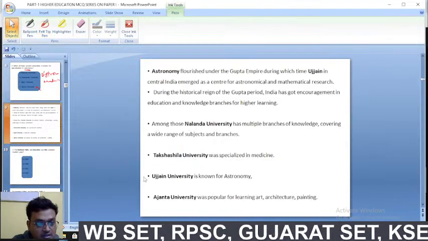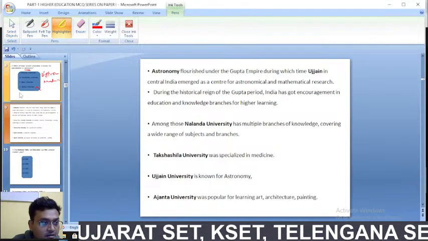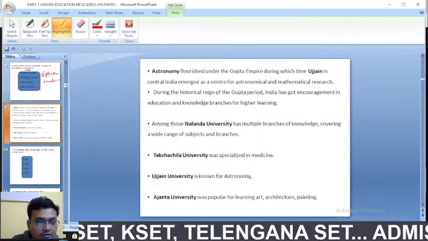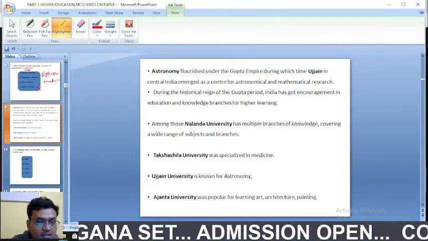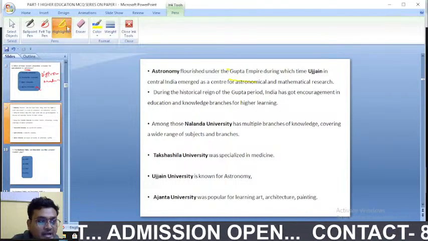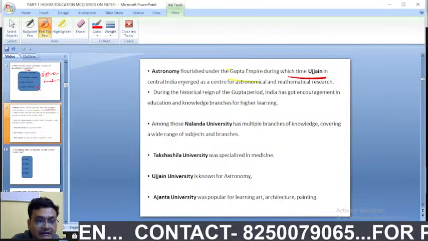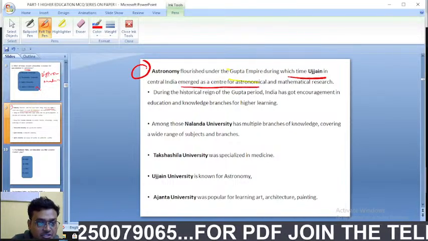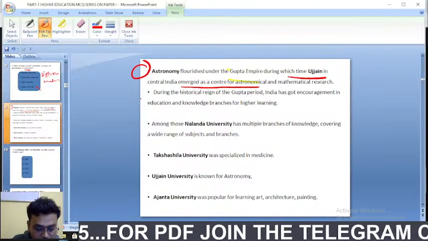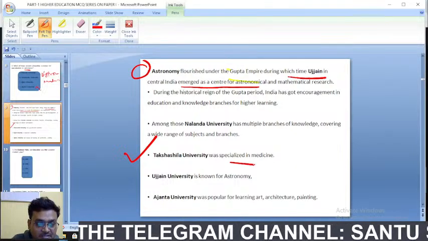Exactly, you are right, Ujjain University is known for astronomy. Here you see, astronomy flourished under the Gupta Empire, during which time Ujjain in central India emerged as a center for astronomical and mathematical research. Exactly, it's Ujjain. Taxila University was specialized in medicine.